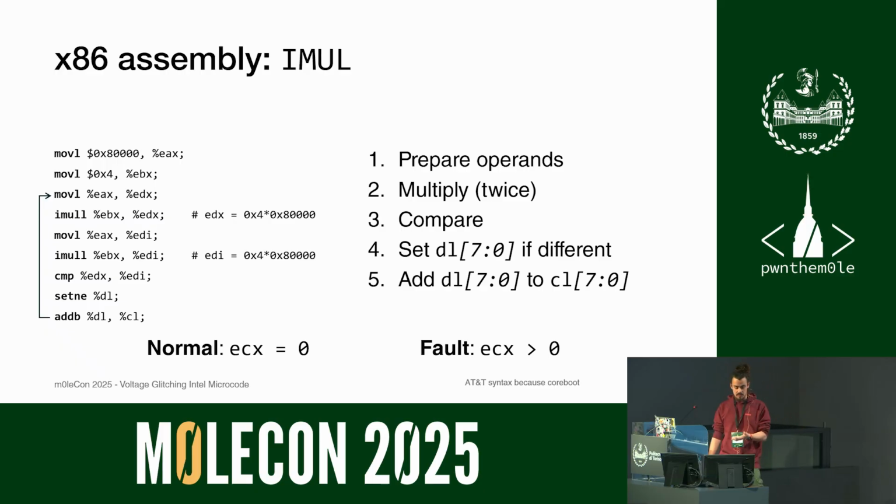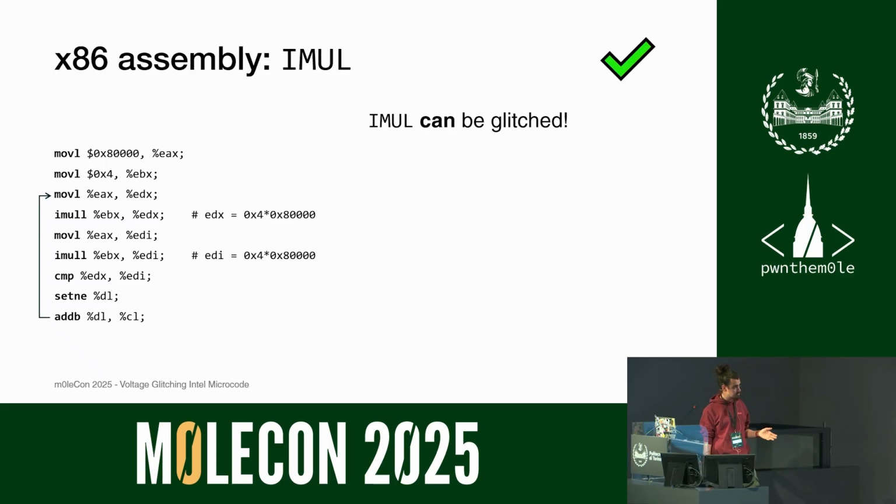Normally, whenever the CPU is running without anything happening to it, we expect ECX to be 0, because it's never going to be the case that two multiplications of the same arguments yield a different result. So essentially, you're always going to add 0 to the ECX register. We expect to see some faults, since we are glitching, and then we would like to see ECX to be greater than 0.